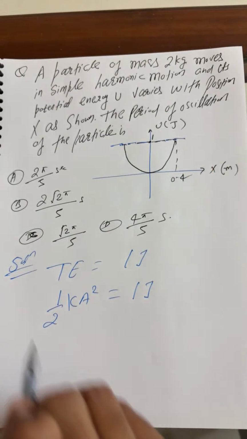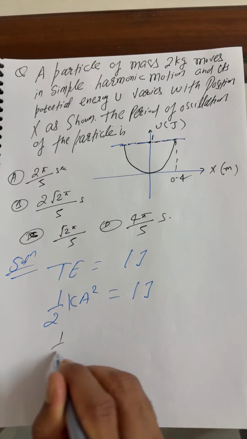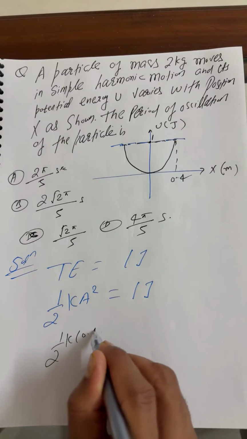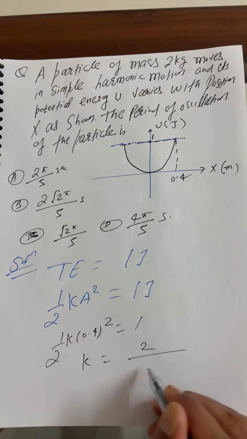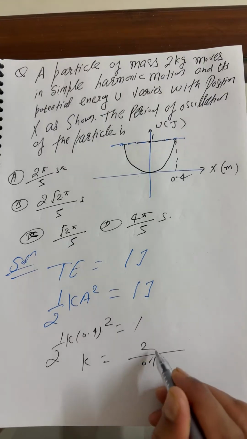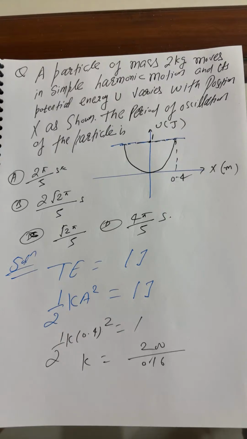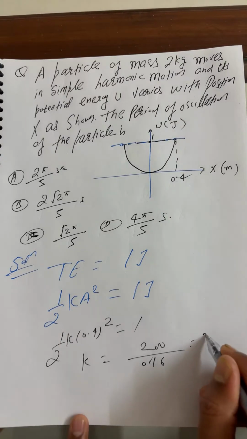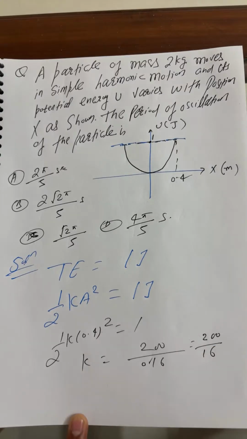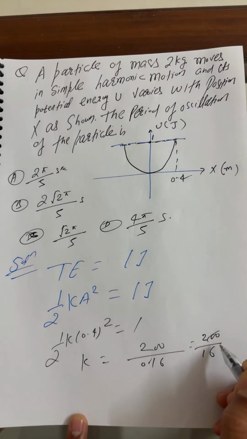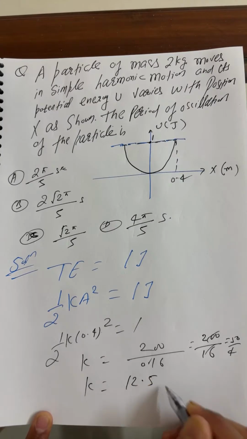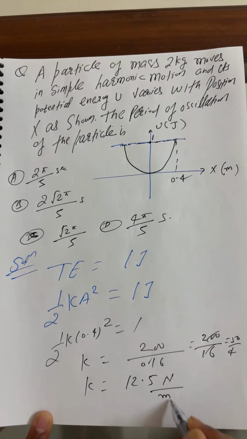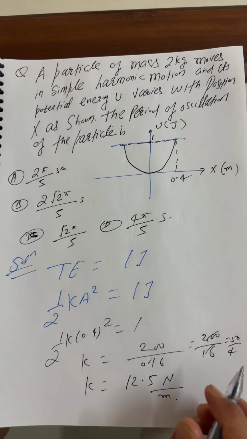Students, here I can ask: what is the value of K, and what about the amplitude mentioned here? This is 0.4, so no need to worry. Let's get K from here. Half into K, into 0.4 whole squared, equals 1 only. So K equals 2 upon 0.16, which is 200 by 16. 200 by 16 is 4 times, right? So this is 50 by 4, 12.5. K we will get here is 12.5 Newton per meter.